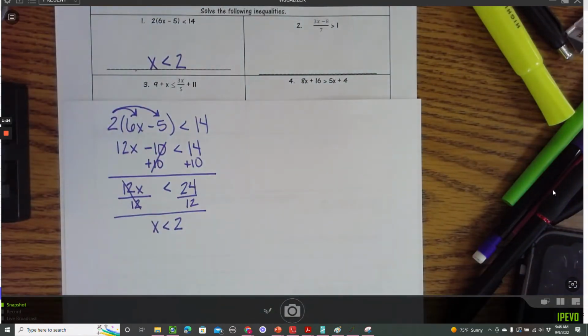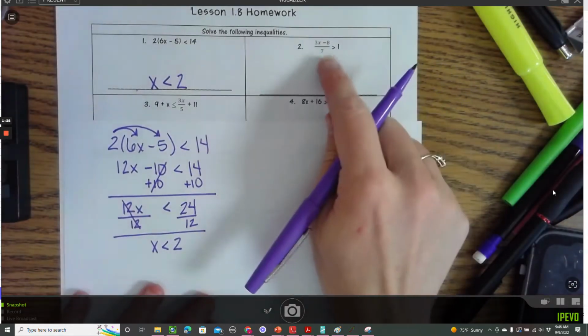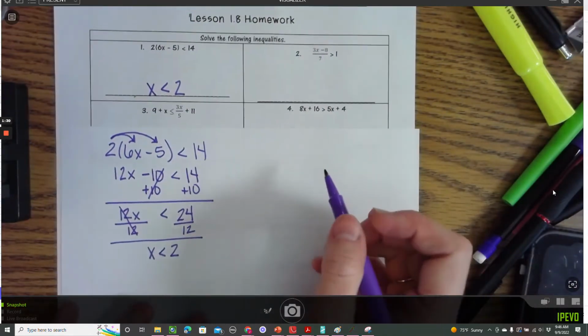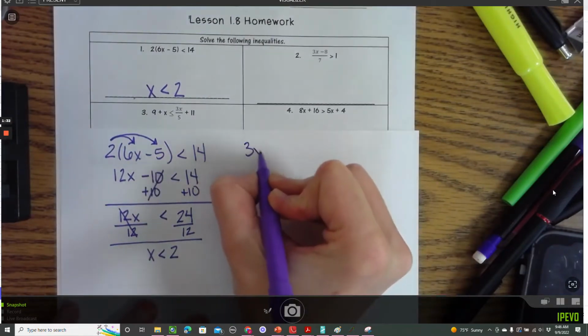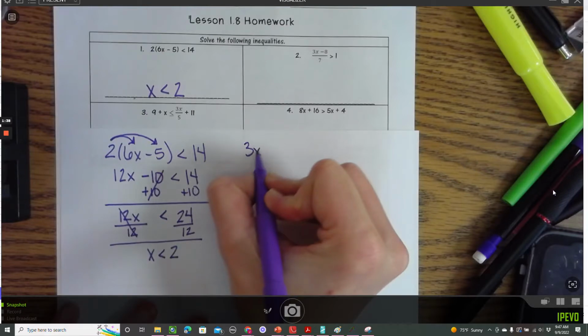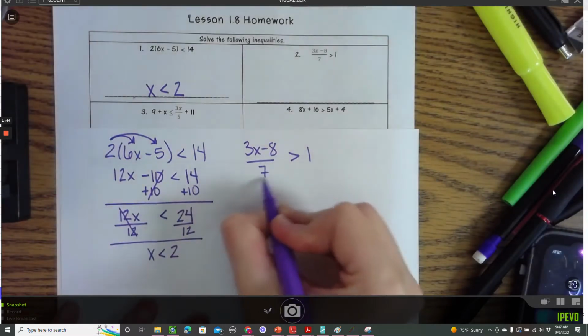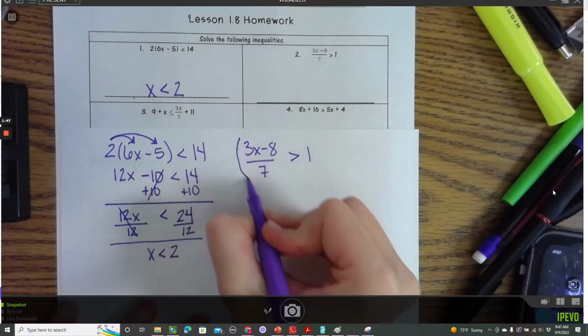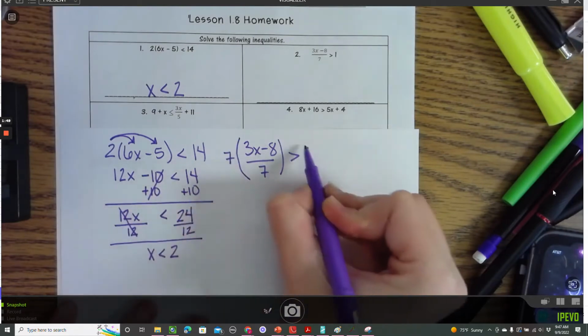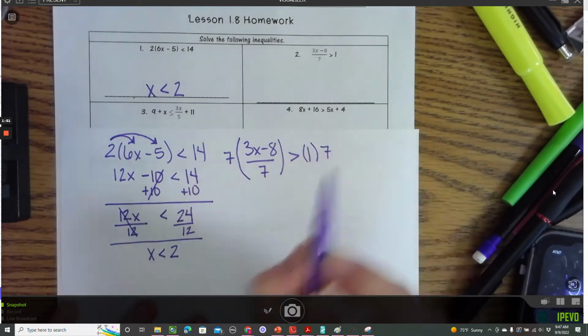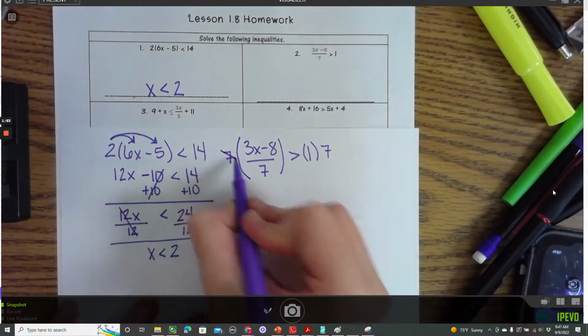On number 2, what's the very first thing that we need to do on number 2 here? Or what's your gut tell you should do? Get rid of that fraction. Fractions have to go before you do anything else. So to get rid of that, you can multiply both sides by 7. And this, as far as I'm going to take this one, you can solve the rest yourself.